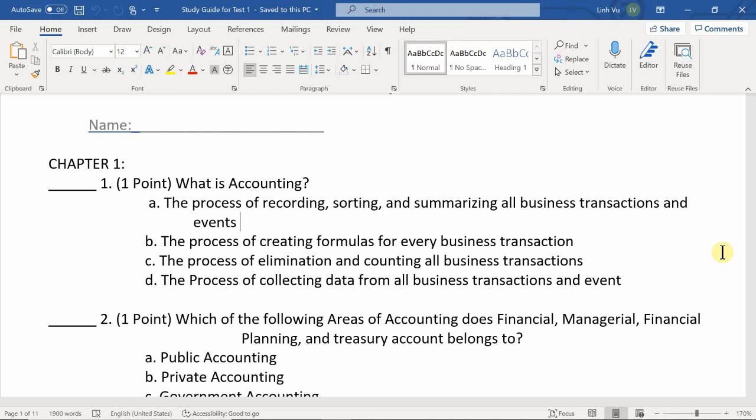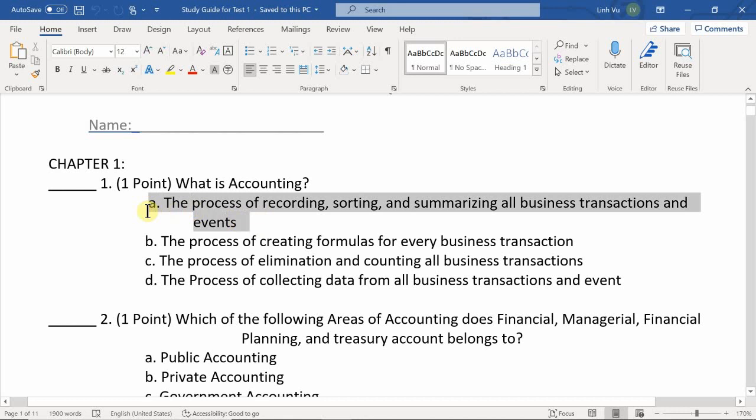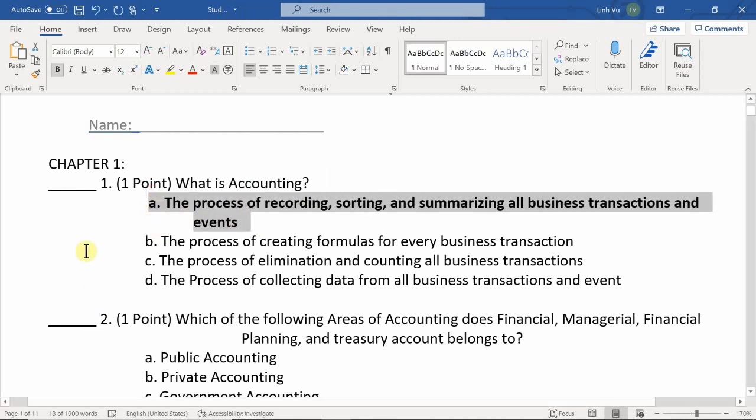A, the process of recording, sorting, and summarizing all business transactions and events. Good. B says the process of creating formulas. No, that's not true. The process of elimination. That's not true. And the process of collecting data from all business. That only answers half the question of what accounting is. The really important part is that you want to analyze it and sort the information. So A is correct.